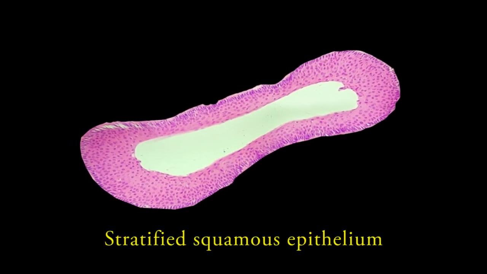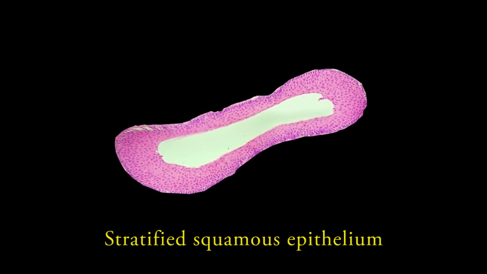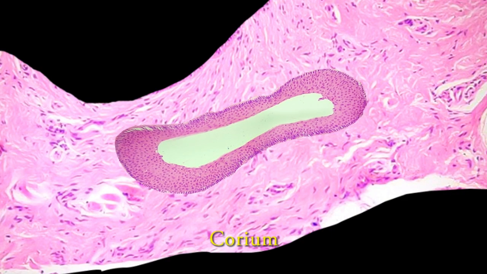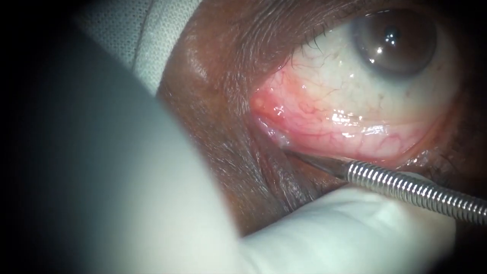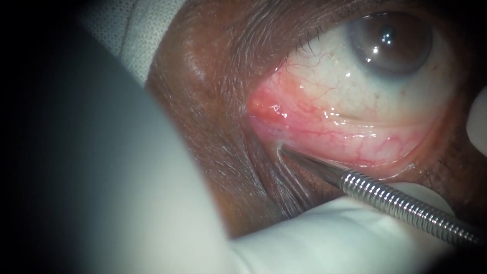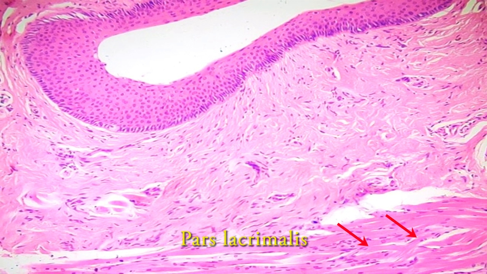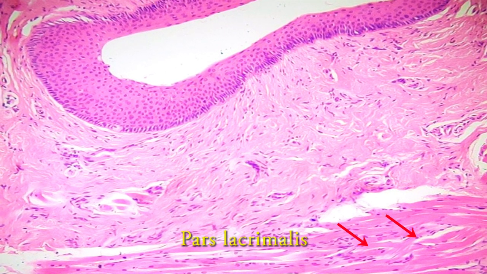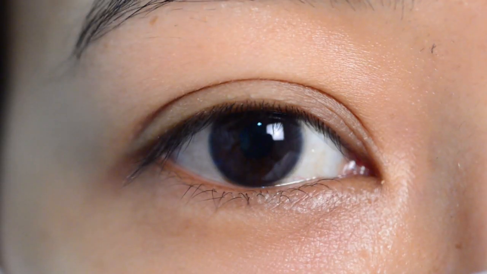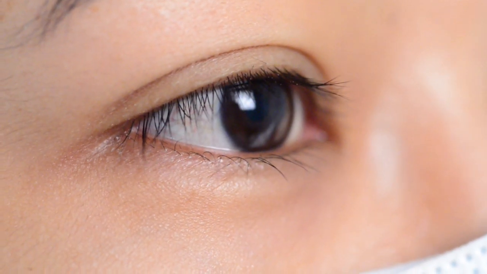Histologically, the walls of the canaliculi are lined by stratified squamous epithelium. Surrounding it is the corium, which is rich in elastic tissue and makes its wall so stretchable that it can be dilated to about 2 mm. Fibers of the orbicularis, which surround the corium of the canaliculus, are called pars lacrimalis. These help to draw the eyelid inwards, thus allowing the punctum to glide in the groove between the plica semilunaris and the eyeball.